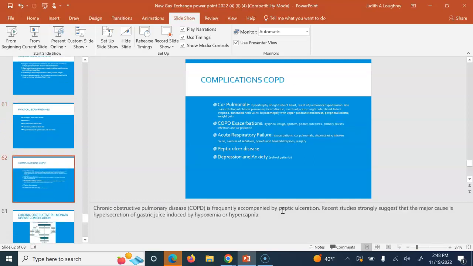Complications of COPD. Chronic obstructive pulmonary disease can lead to a condition called cor pulmonale, which is a hypertrophy of the right side of the heart. It results from pulmonary hypertension and late manifestations of chronic pulmonary heart disease, which eventually causes right-sided heart failure, dyspnea, distended neck veins, hepatomegaly, epigastric tenderness, peripheral edema, and weight gain.